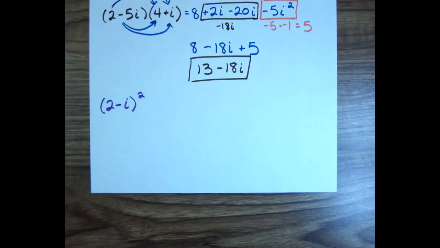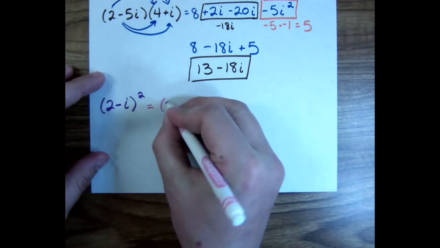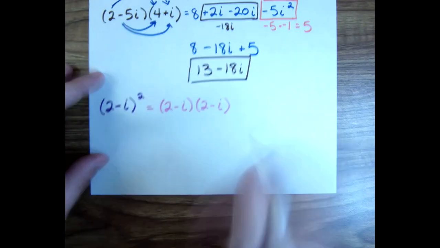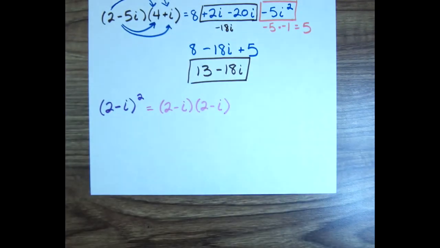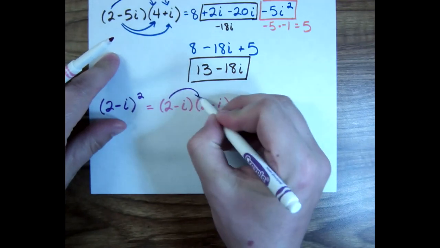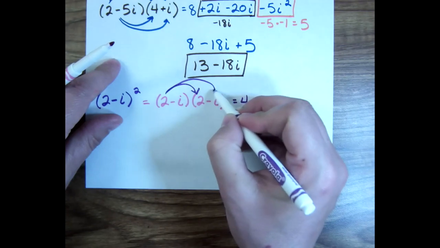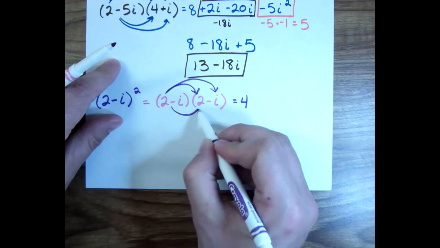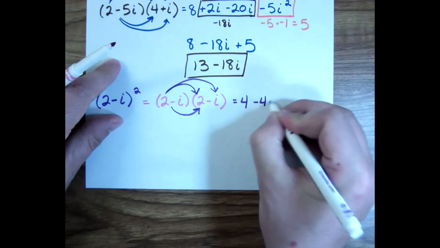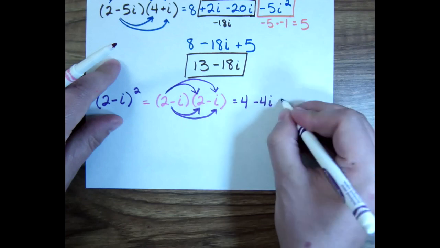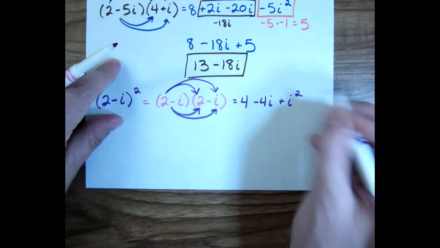What do we do? What does squared mean? 2 minus i times 2 minus i. Yeah, times it by itself. Good. Okay? Distributive property. 2 times 2 is 4. Then I'm going to do these at once. 2 times negative i and another 2 times negative i is negative 4i. And then negative i times negative i is positive i squared.